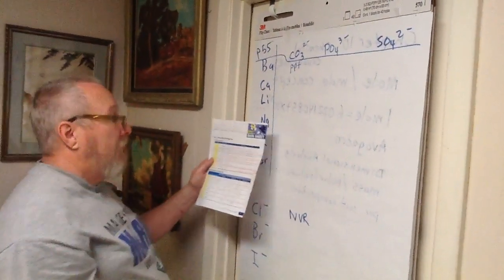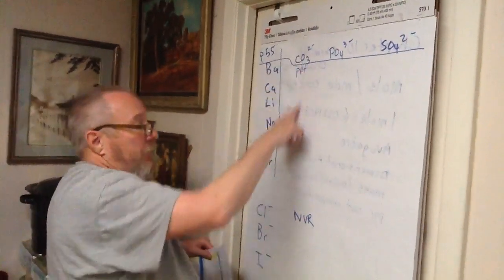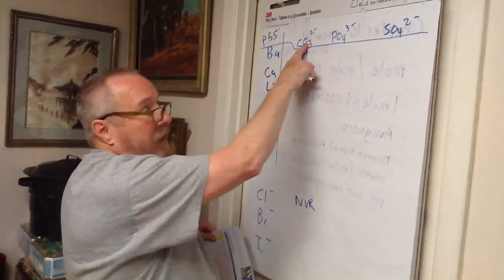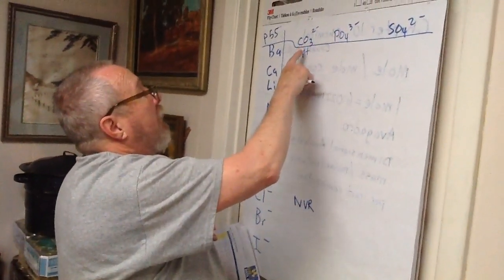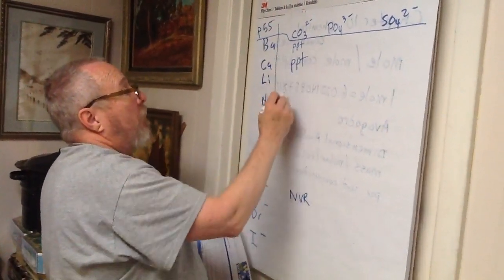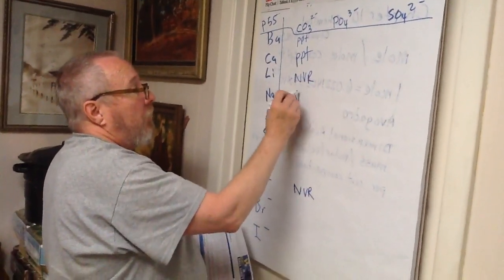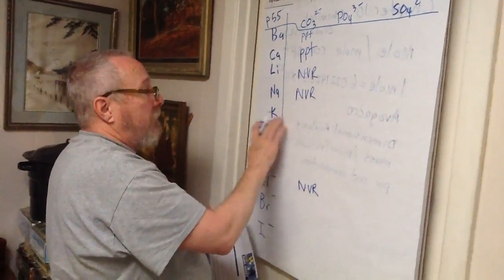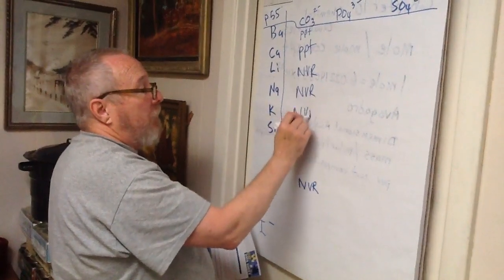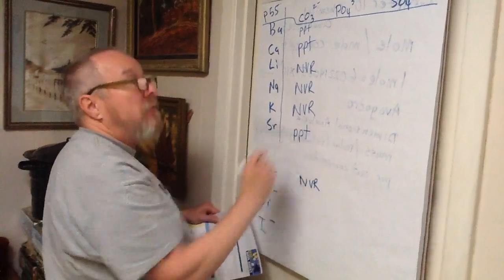At the bottom. And when we reacted the barium atom with the sodium carbonate, I didn't have ammonium carbonate, but the important thing is the carbonate anion, we got a precipitate. With calcium, we got a precipitate. With lithium, we got no visible reaction. With sodium, we got NVR, no visible reaction. And with potassium, elemental symbol K, we got no visible reaction. And with strontium, again, we got a precipitate.